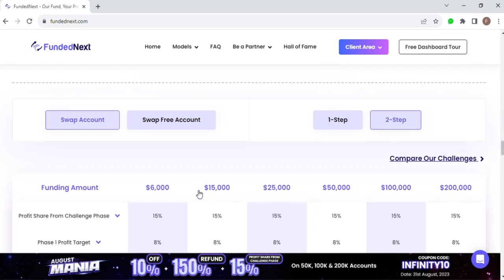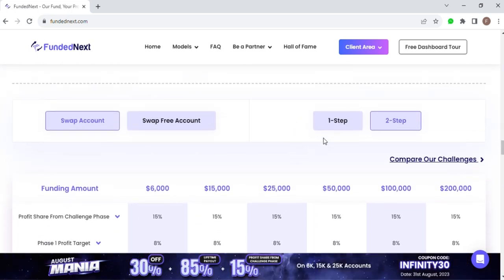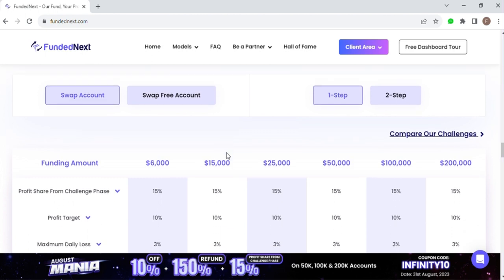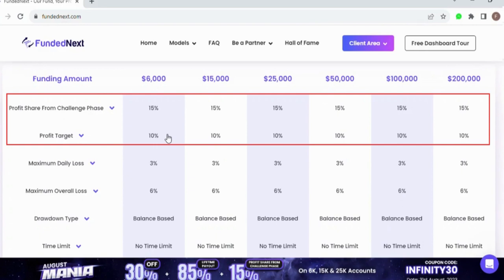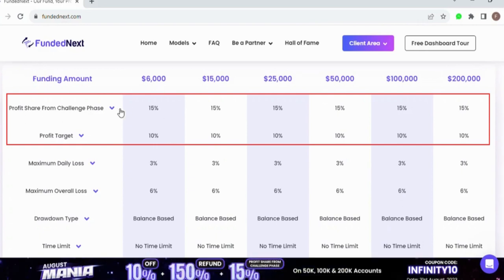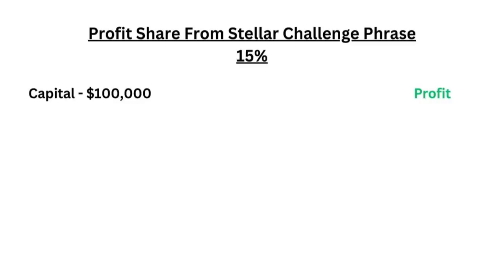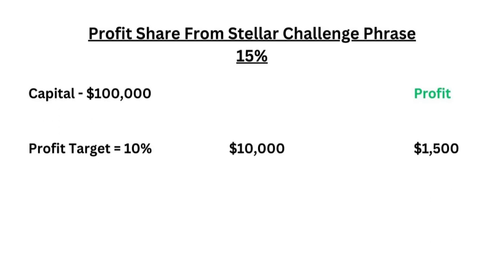So let's just go to one step right now. For one step, we have a profit share from challenge phase, which is also 15%, and profit target, which is also 10%. So let's make a calculation on this right now. Profit share from Stellar Challenge phase 15%. Then we have a capital of $100,000. Then our profit target is 10%. So 10% of $100,000 is $10,000. So 15% of $10,000 is $1,500. So this is the amount Fundnext is going to give you when you pass the phase.